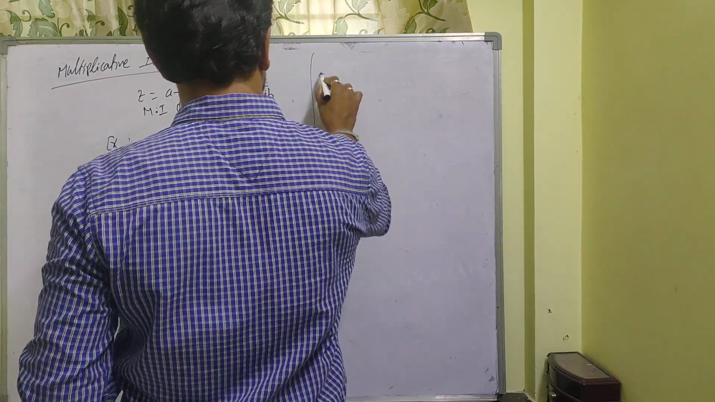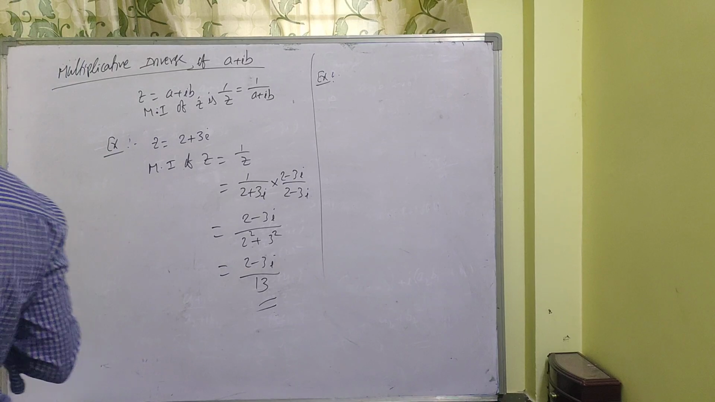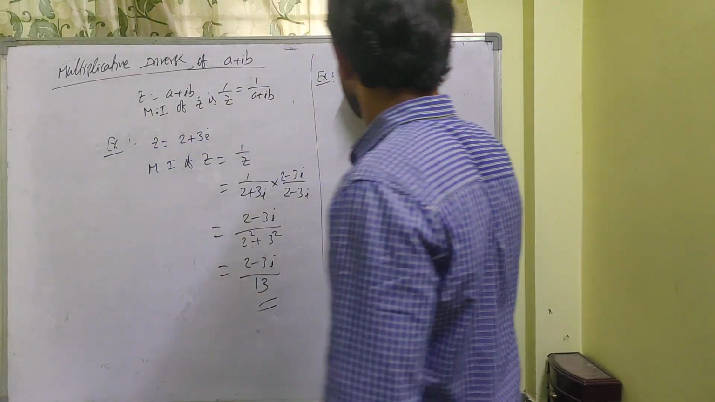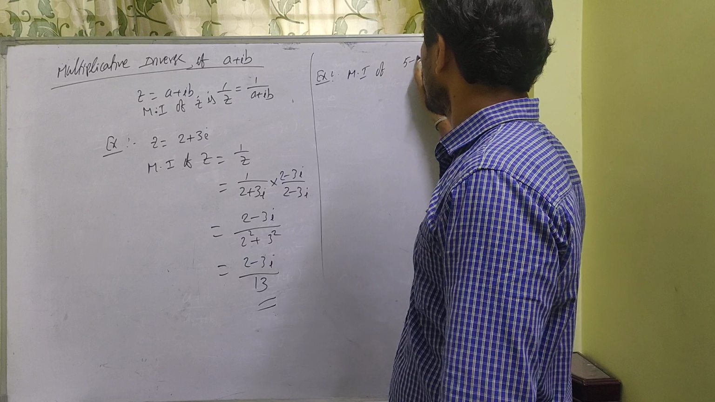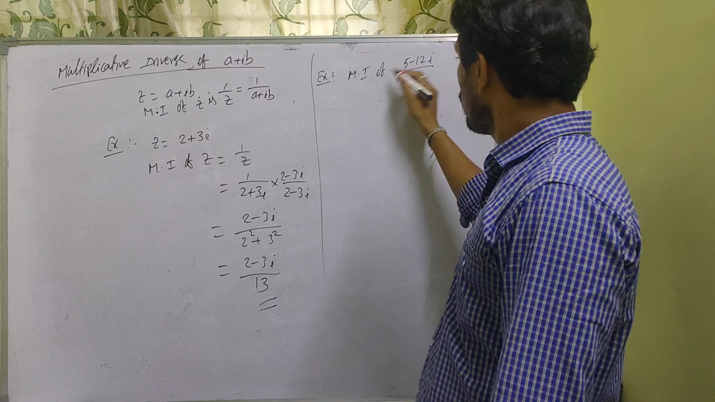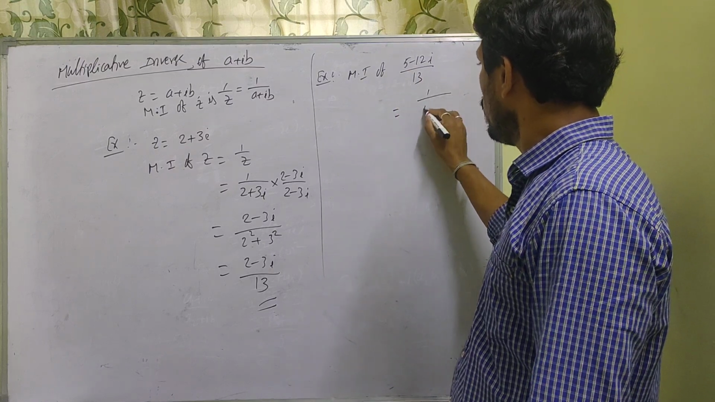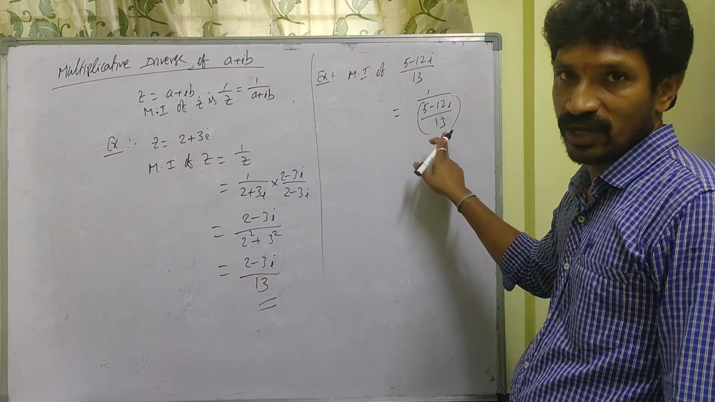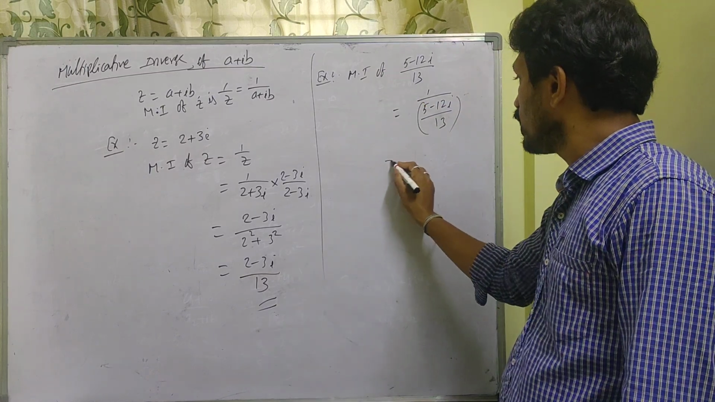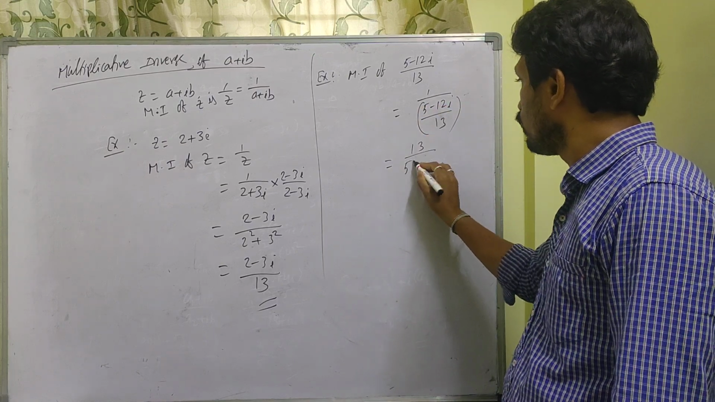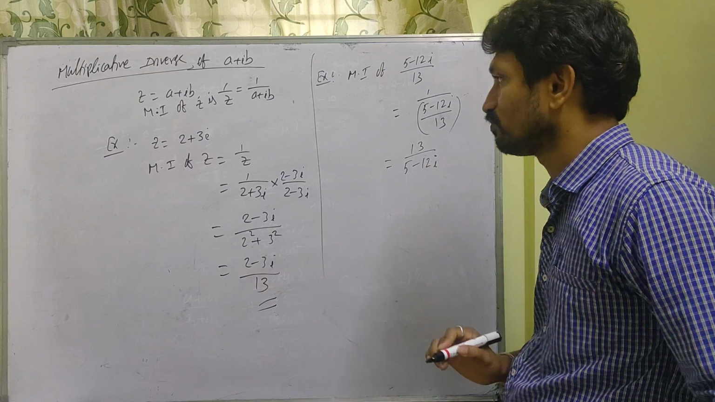Whenever you take one example, the multiplicative inverse of (5 minus 12i) by 13. See, the multiplicative inverse of this one is nothing but 1 by (5 minus 12i by 13). Just follow the formula. If it is z, then 1 by z is our required answer. First, this is nothing but the reciprocal of this one. That is nothing but 13 by (5 minus 12i).